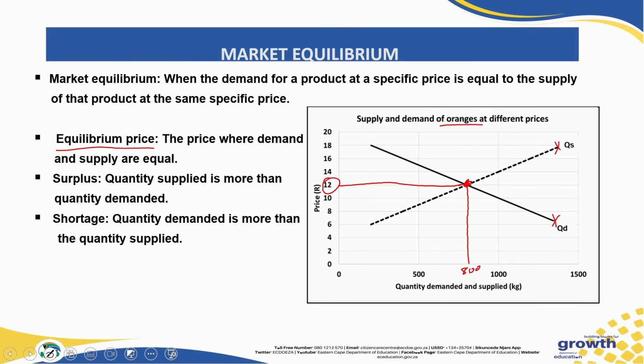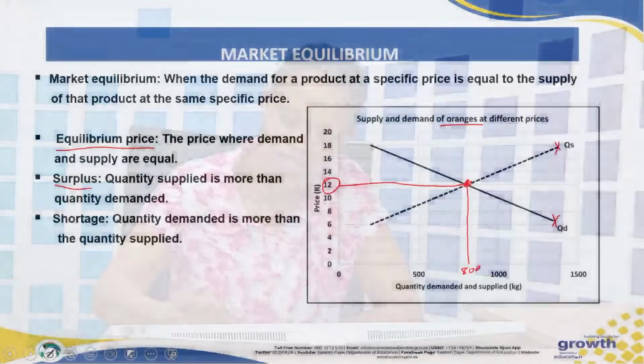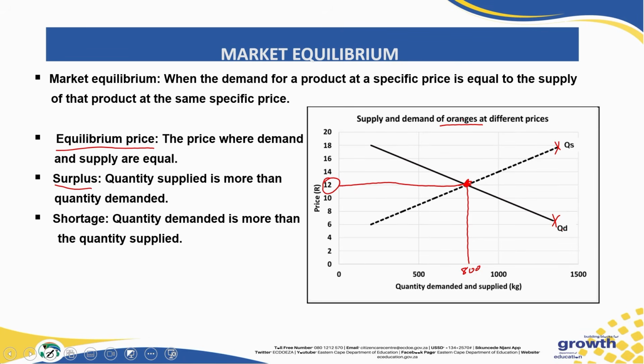And then we also have the surplus. When you're talking about the surplus, it is when the products available are more than the products required. So meaning the quantity supplied is more than the quantity demanded. Then let's check the surplus in this graph. The surplus in this graph will be above the equilibrium price. So on top of the equilibrium price, this part represents the surplus. Why do we say it represents the surplus?